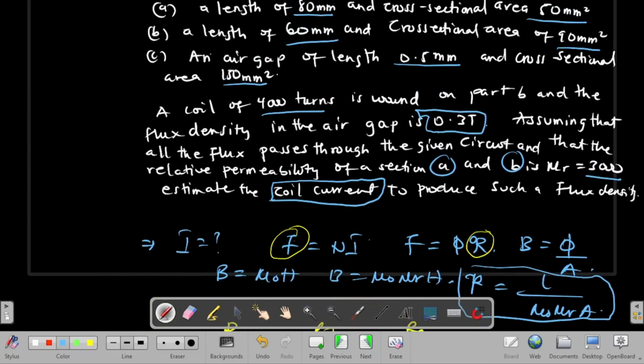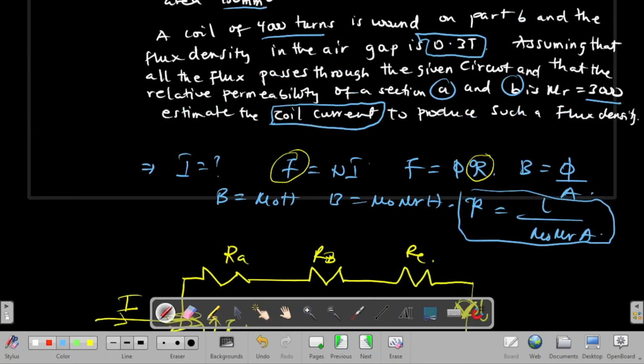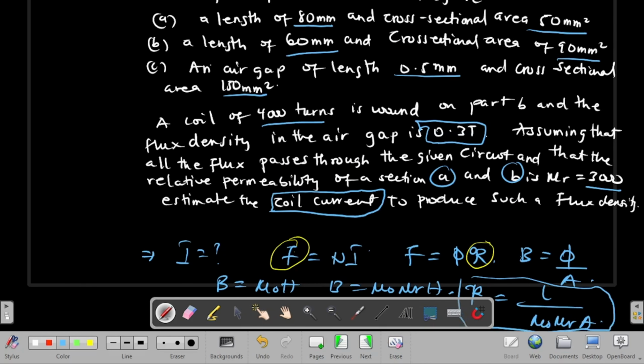Right now, you come straight to the air gap. The air gap gave us a magnetic flux density, right? The air gap has a length of 0.55 millimeter and a cross-section area of 150 mm². So my air gap gave me a B of 0.3 Tesla. It has an area of 150 mm², right? That's what I have here.